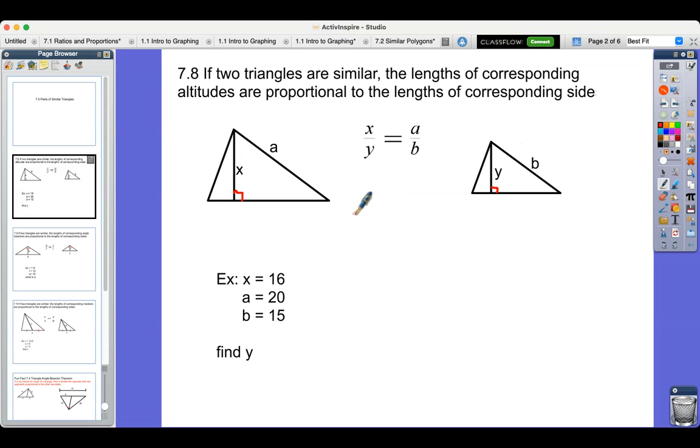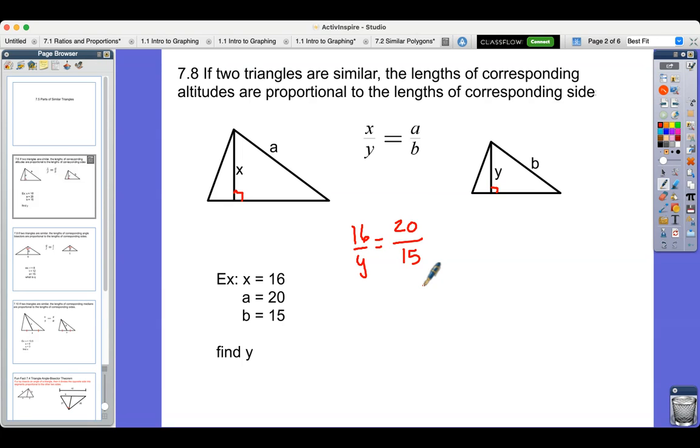So we say X is to Y as A is to B. Altitude is to altitude as side is to side. For example, here X, A, and B are equal to these values, and we're looking for the value of Y. Let's substitute that in: 16 over Y equals 20 over 15. What do you think we're going to do, y'all? Yeah, we're going to cross multiply.